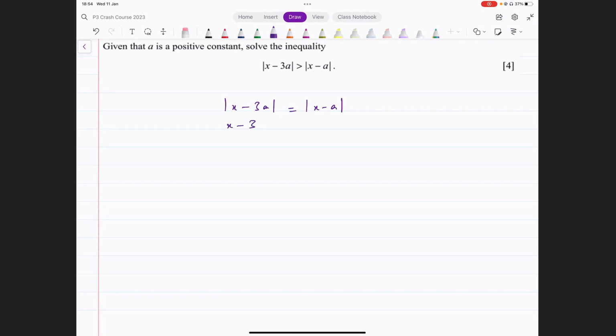x minus 3a, let's say that equals plus minus x minus a. Now we get two equations from this. x minus 3a equals x minus a, or x minus 3a equals minus x plus a.